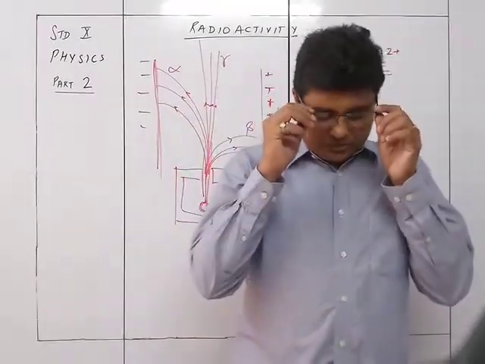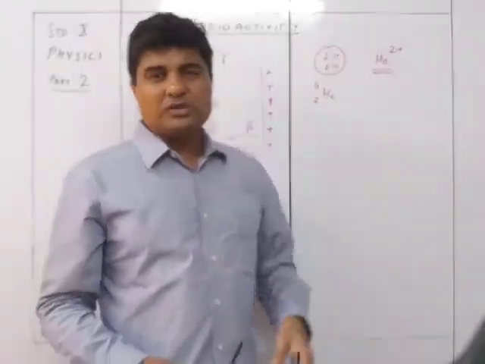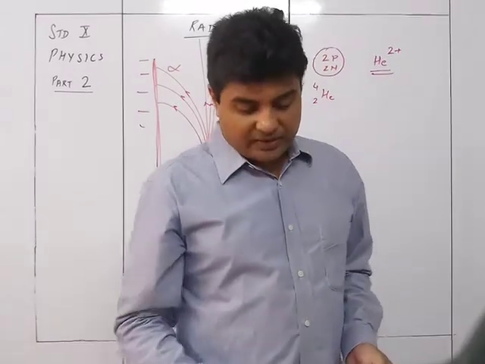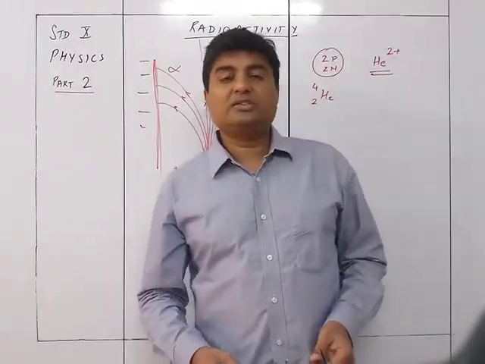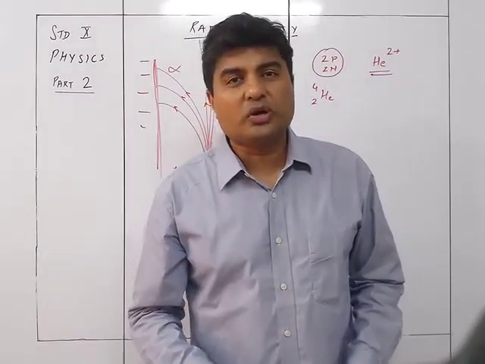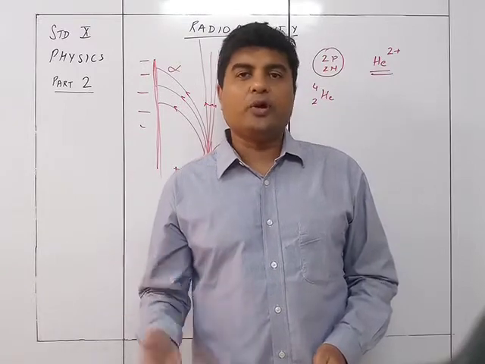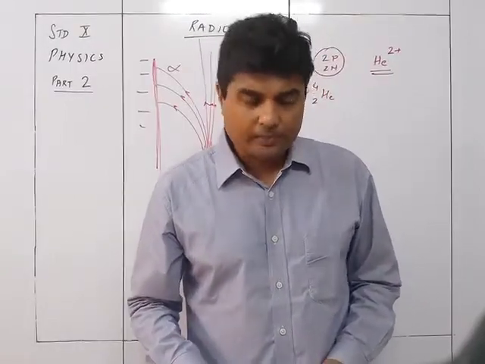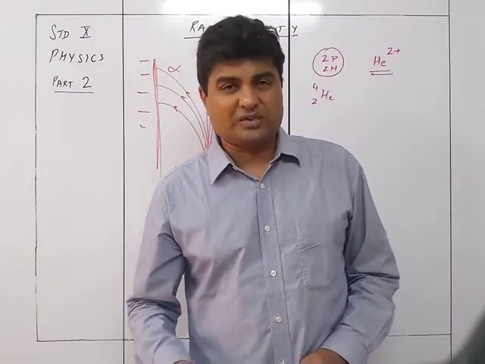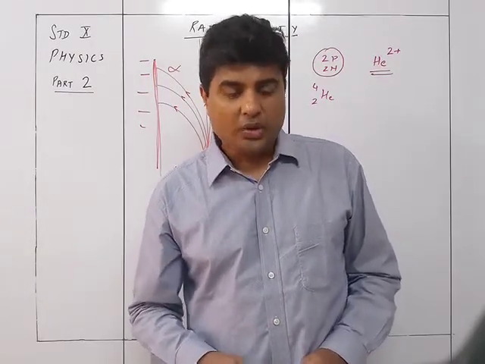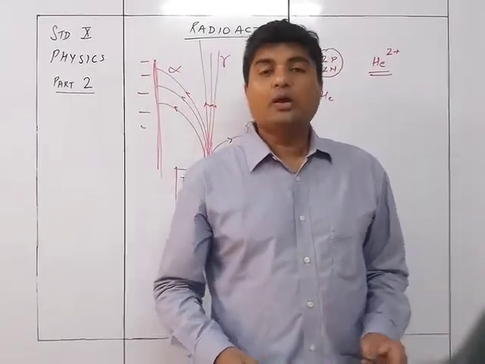So mass, of course, is equal to 4 protons, or we can say it is given as 6.68 into 10 to the minus 27 kg, and its charge, of course, it has 2 protons, so it is positive 2 into 1.6, that is 3.2 into 10 to the minus 19 coulomb. So that's why the charge upon mass ratio will be given as 4.79 into 10 to the 7 coulomb per kg.